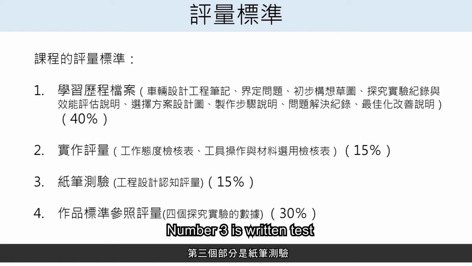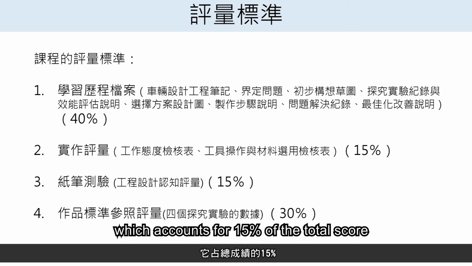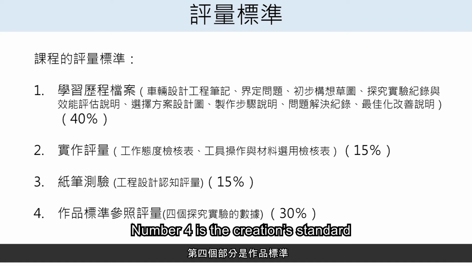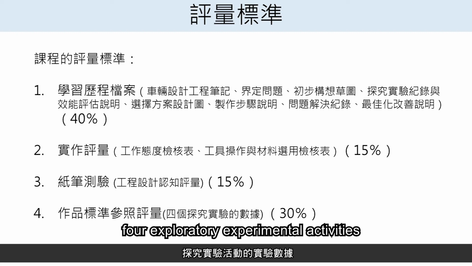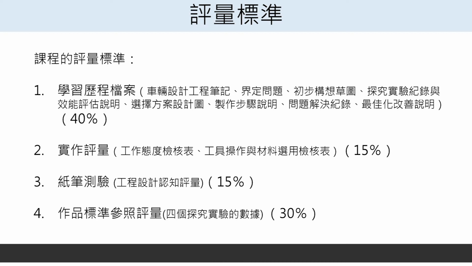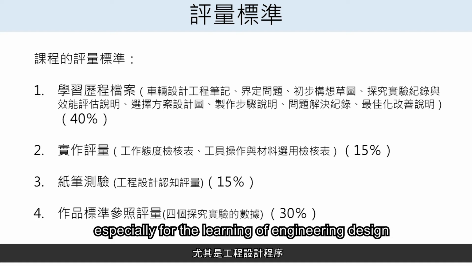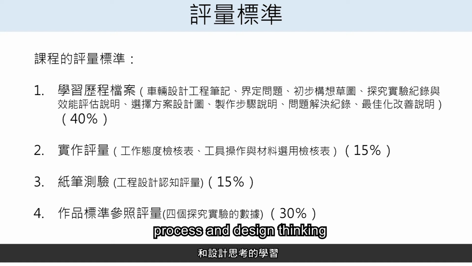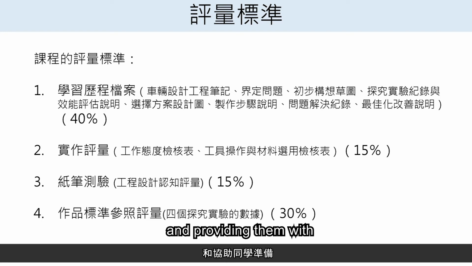Number 3 is written test. After the class, we will arrange an engineering design cognitive assessment, which accounts for 15% of the total score. Number 4 is the creation standard reference evaluation, which are the experimental data from 4 exploratory experimental activities. It accounts for 30% of the total score. All assessments are to guide the students towards the learning direction, especially for the learning of engineering design, process, and design thinking, while also allowing the students to explore their interest in the field of engineering and providing them with record files for further studies.